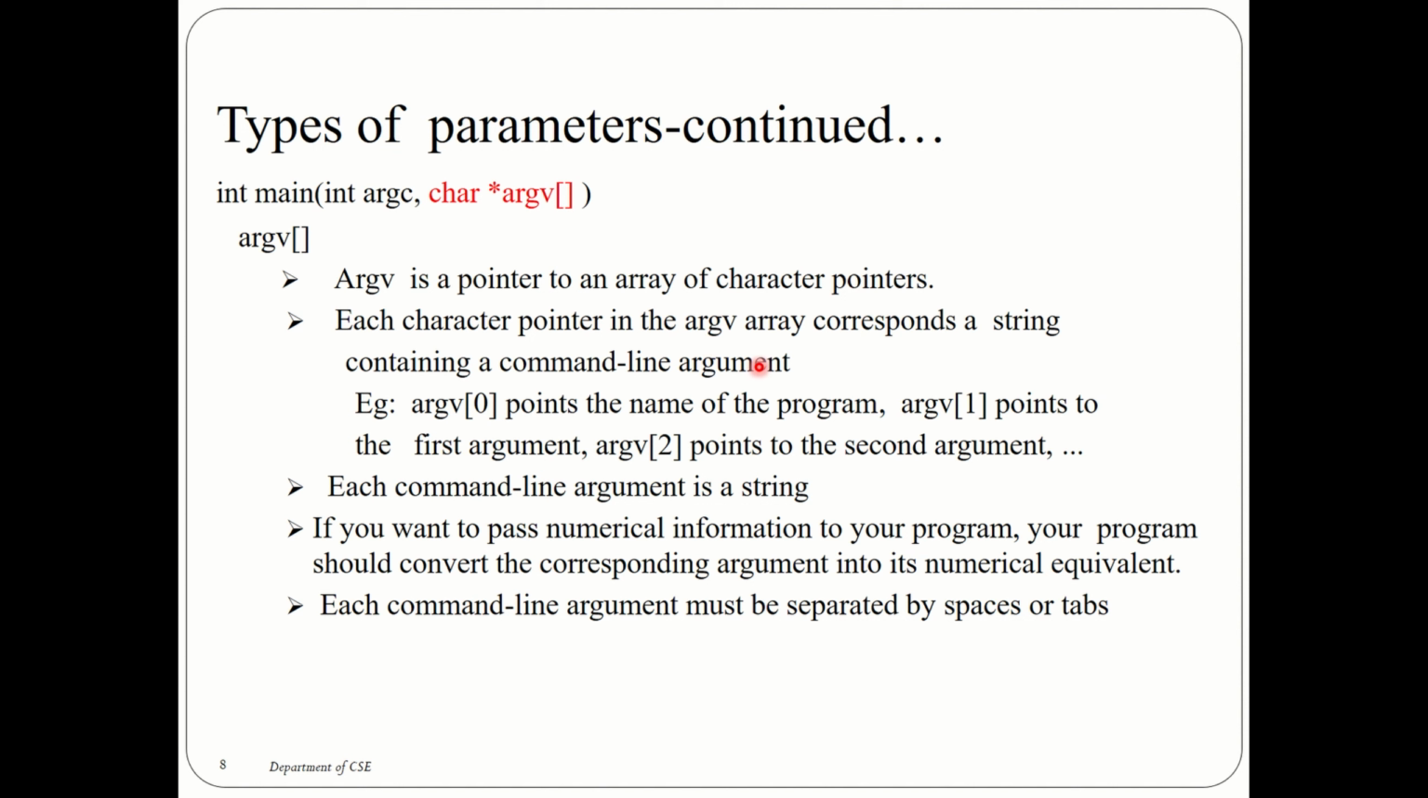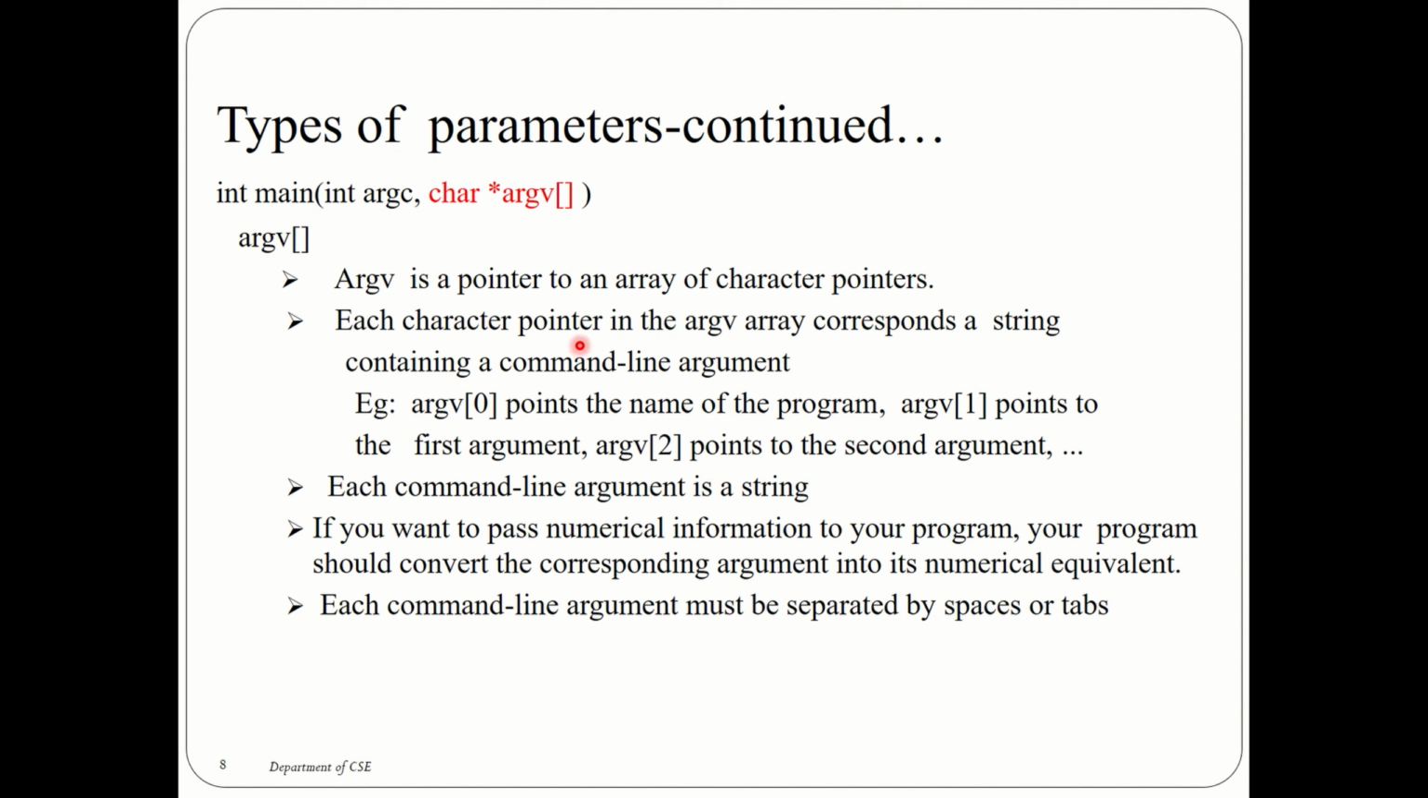So that means if you have ./a.out welcome Cine, how many argc? The argc value will be 3 now. And your argv[0] will be pointing to the name of the program, that is ./a.out. Then argv[1] will be pointing to the first argument, which is nothing but welcome. Then argv[2] will be pointing to the third one, that is nothing but Cine. So this is how it works.